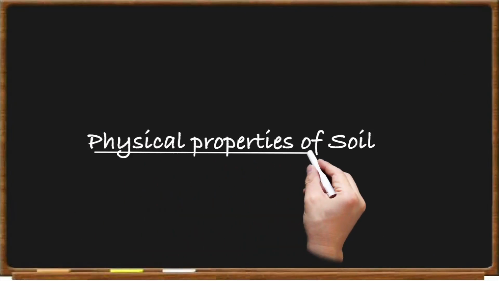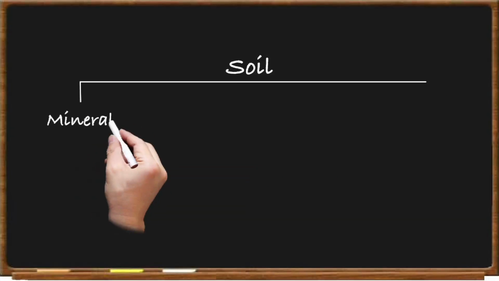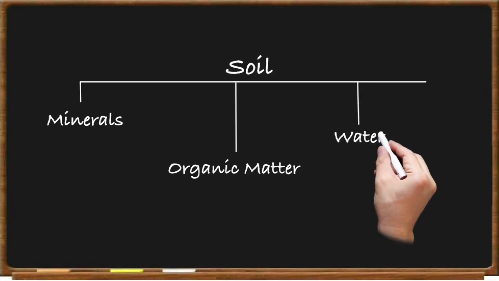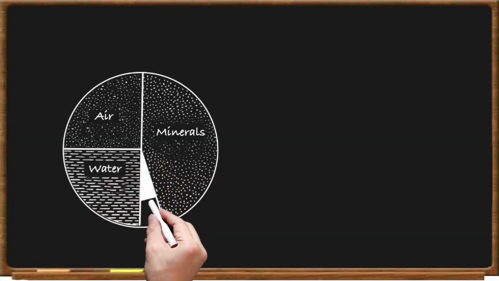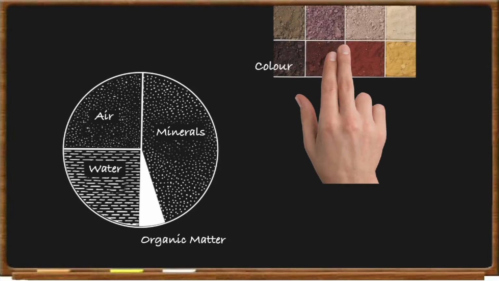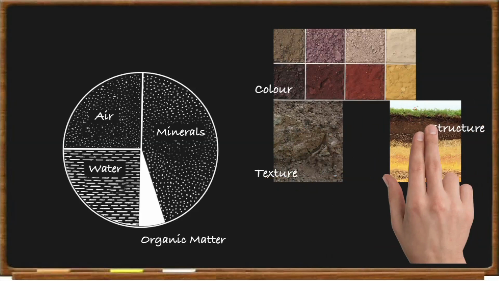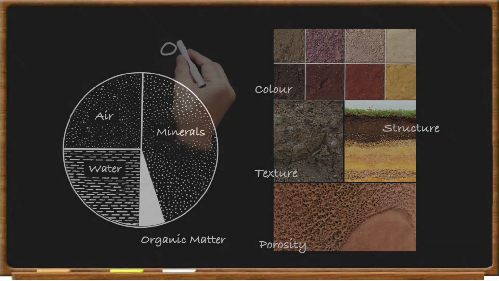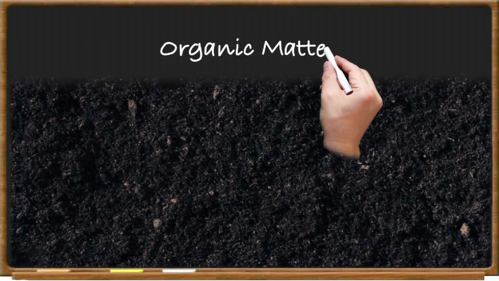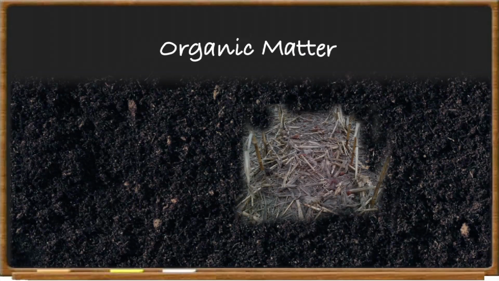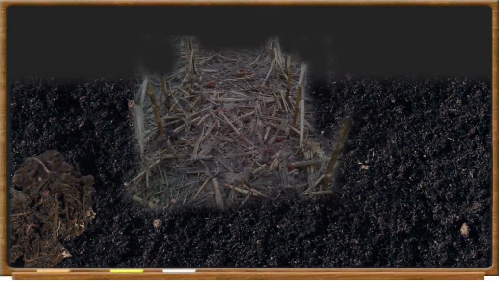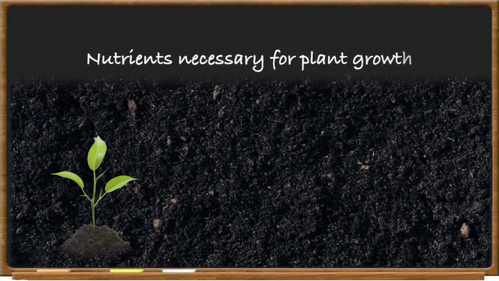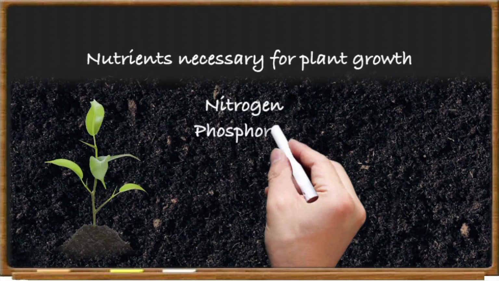Physical properties of soil. Soil comprises minerals, organic matter, water and air. The composition and proportion of these components greatly influence physical properties of soil, including color, texture, structure and porosity. Organic matter is the organic component of soil, which includes the residues of dead plants, animals and organisms. It consists of nutrients necessary for plant growth such as nitrogen, phosphorus and potassium.